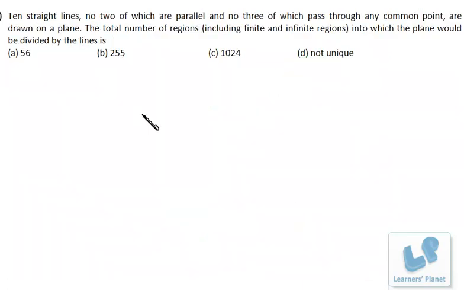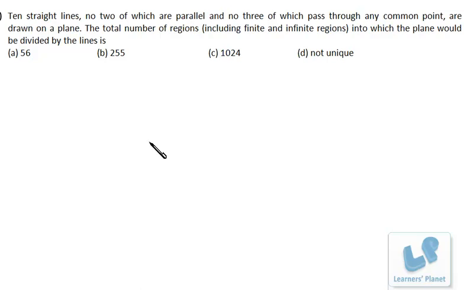Now let's see this problem. 10 straight lines, no 2 of which are parallel and no 3 of which pass through any common point are drawn on a plane. The total number of regions into which the plane would be divided by the lines. Now friends, there's no specific formula for this particular condition. So what we do, by hit and trial, we just try to get a formula or a relationship which we will be using to find out for the 10 lines, right? So we start finding out the relationship from 1 and 2 or 3 lines.